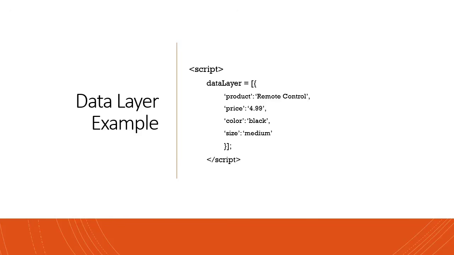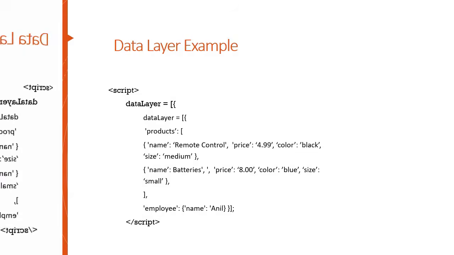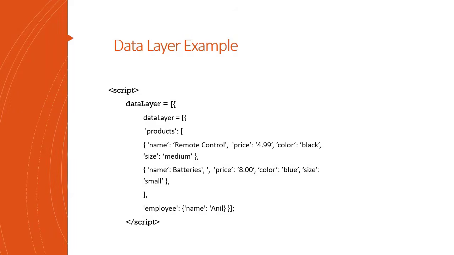Data layer can be more complex than this. Here is a little bit more complex data layer. In this example, instead of having one product, you have a product object that contains two different products. So this could be a data layer on a shopping cart, where the shopping cart has two items in it. So each product has its own key value pairs. So here's product 1 and then the product 2.